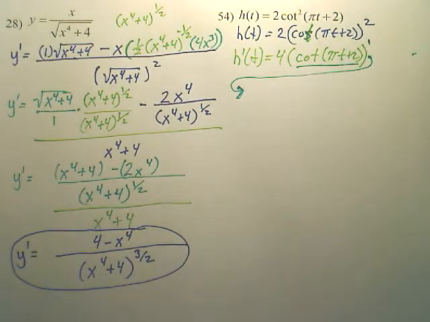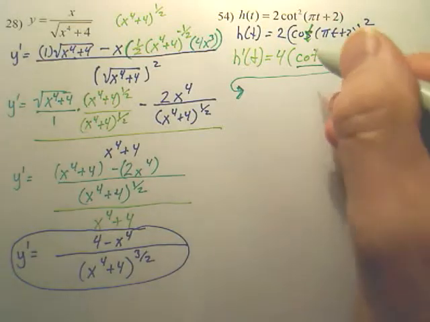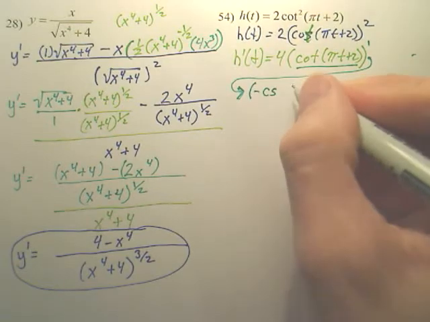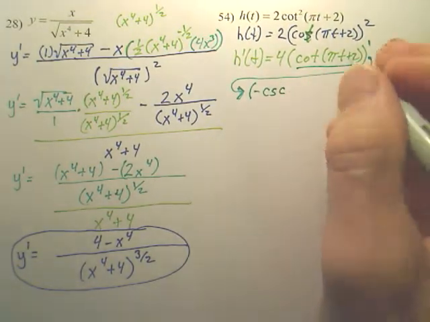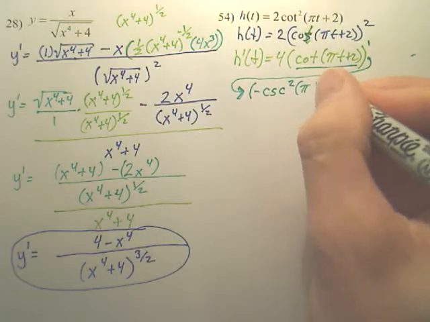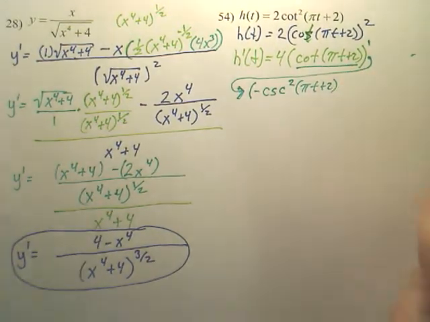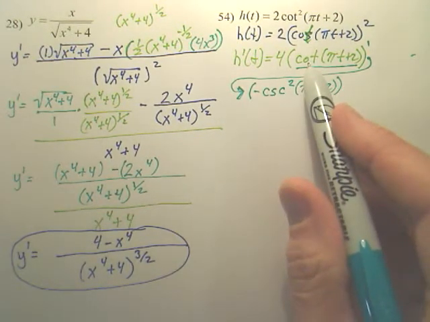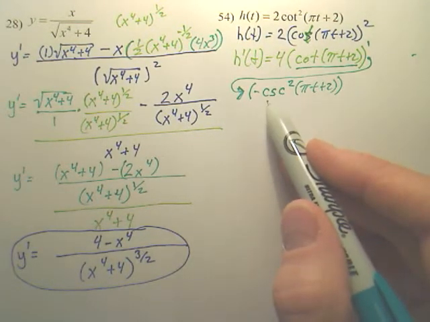Well, the derivative of cotangent is negative cosecant squared. So this is going to be negative cosecant. I always put that co on it. Negative cosecant squared pi t plus 2. Okay, so you derived the outside cotangent. You got negative cosecant squared.